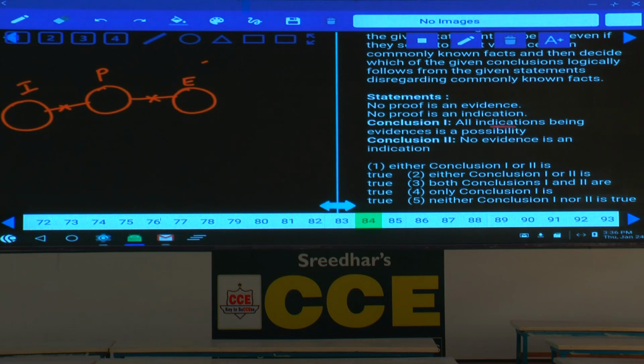Then first one, all indications. First one is a possibility. Second, no evidence is an indication, definitely true. This is a definite conclusion. Now to make this one false, we need to prove some evidence is an indication. Tell me whether we can prove like that or not. Some evidence is an indication means evidence and indication must be like this. Whether we can draw like that or not. Hence some evidence is indication, that is definitely true. Hence alternate diagram proven, previous negative conclusion will be false.